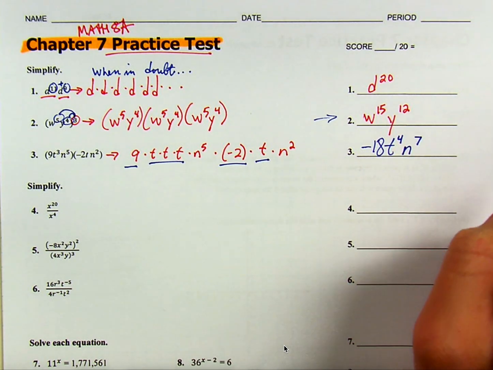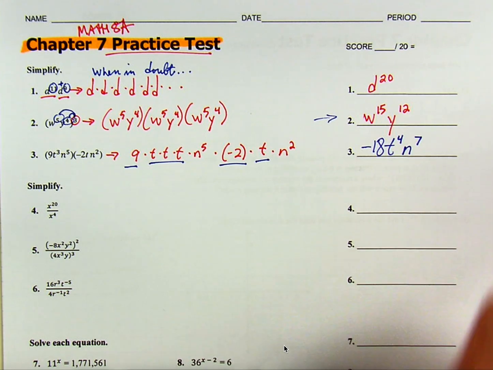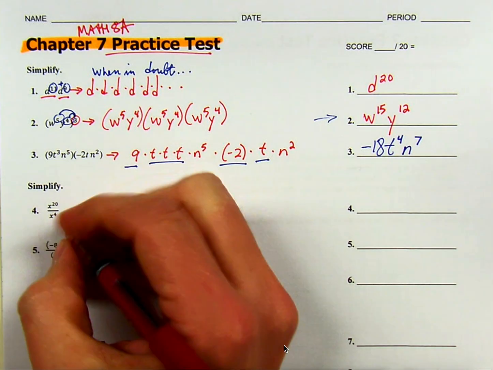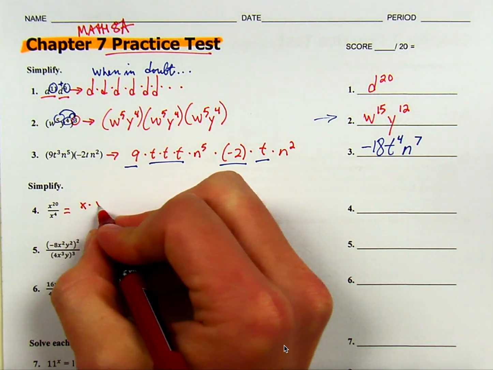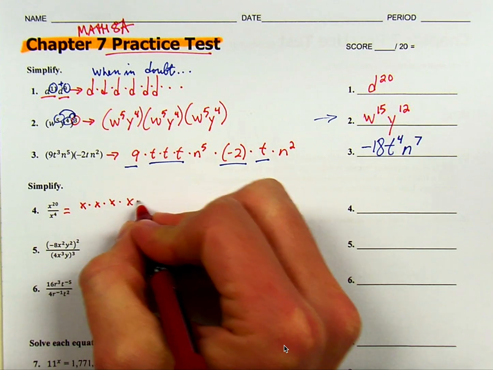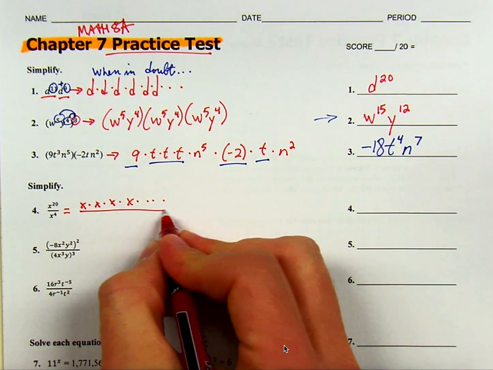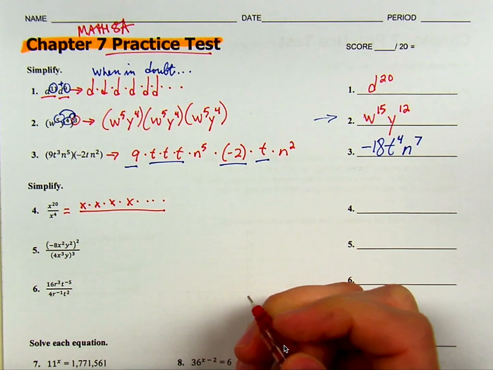-18 t to the 4th n to the 7th is what we should get there. Okay, again, on number 4, when in doubt, write it out. I could write 20 x's. Please, no, I don't want to write 20 x's. I could if I needed to, right? Persevere if you need to.